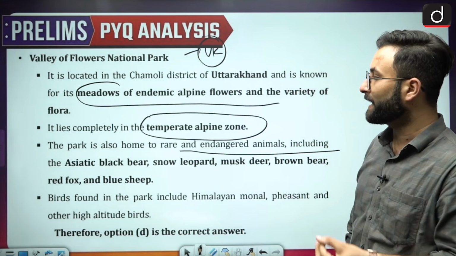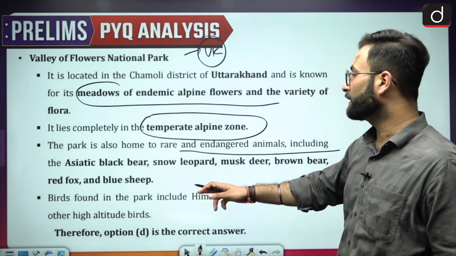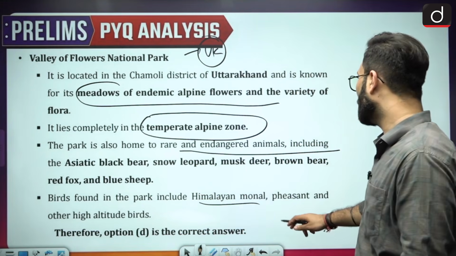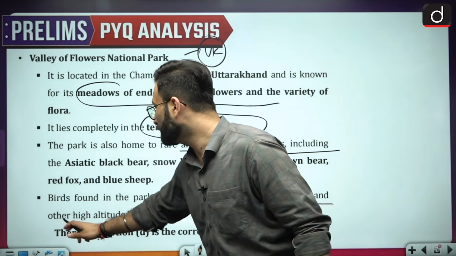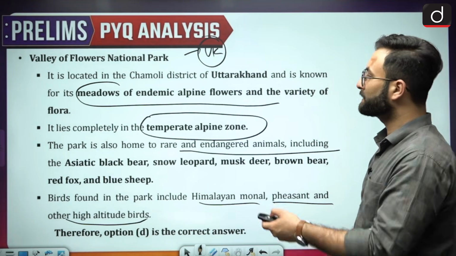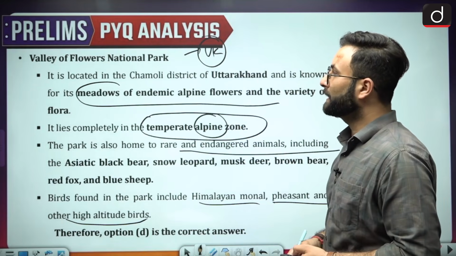deer, brown bear, red fox, blue sheep, etc. Birds found in the park include the Himalayan monal, pheasant, and other high altitude birds, because that is an alpine zone. Okay, let's move further.